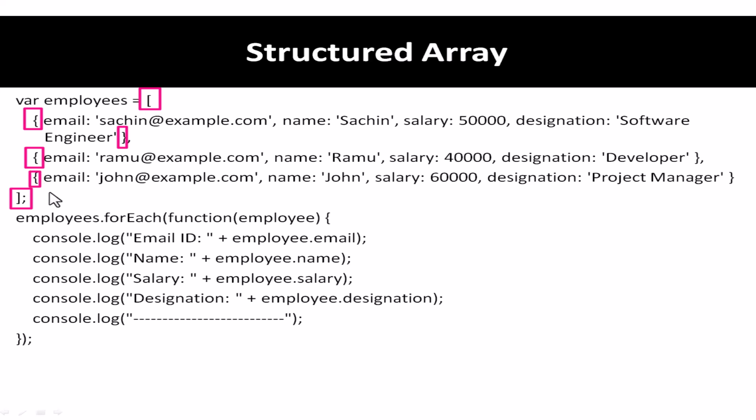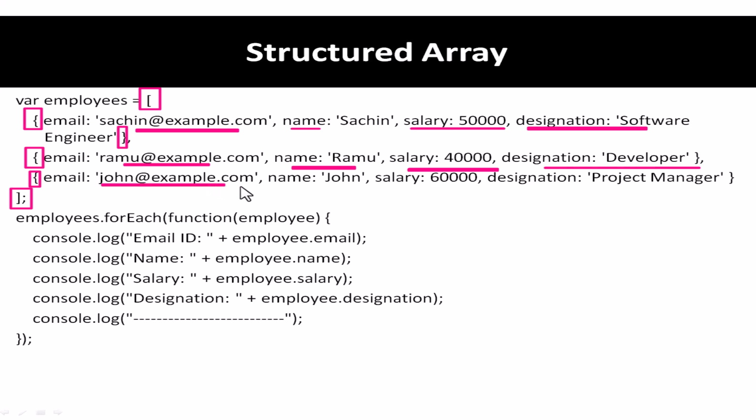So here first row, second row and third row. For example, email ID, name, so name is Sachin. Next salary is 50,000 and designation is software engineer. Similarly, email ID, name, salary and designation. Here also email ID, name, salary, designation.